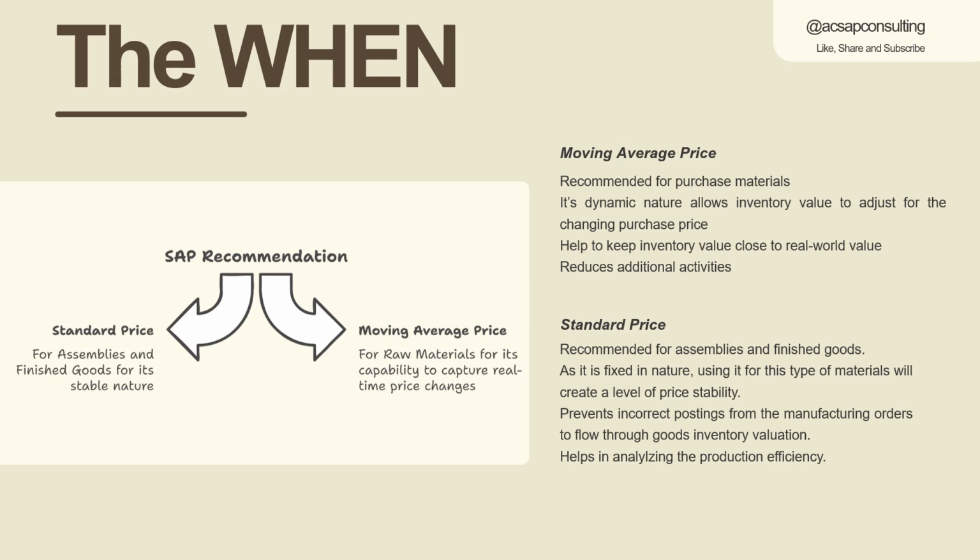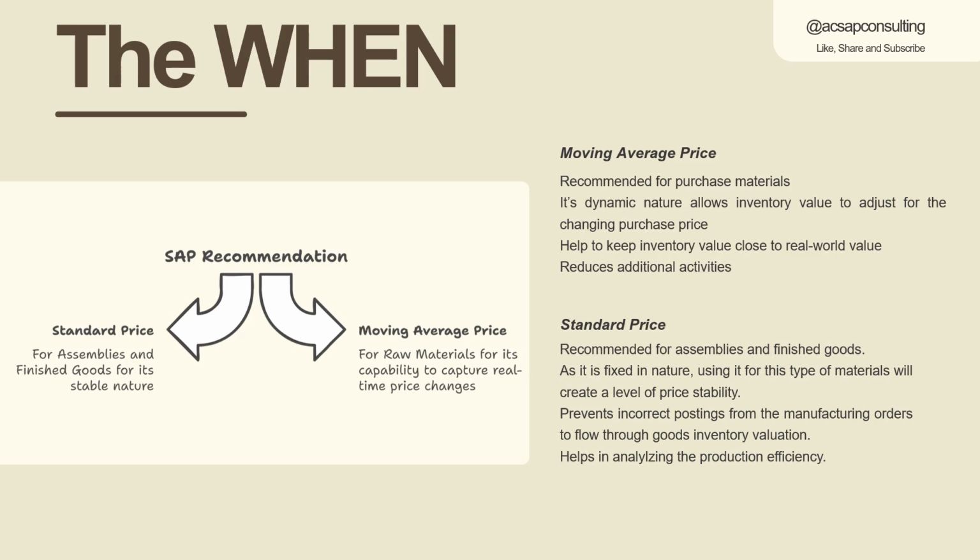Otherwise, when we use these raw materials in our manufacturing process, if it is not reflecting the real world price, then the final product value will not meet the real world one and we might end up in losses. So that is the reason moving average price is recommended for the materials which are mostly procured externally. Now, is this a thumb rule? When SAP says that this is recommended, do we really need to follow it?